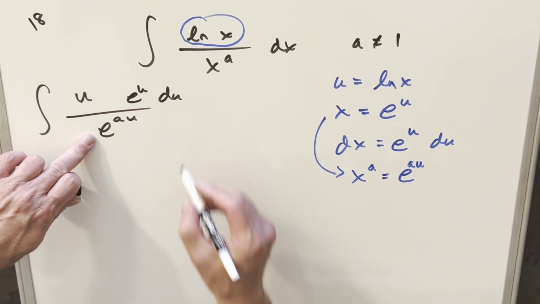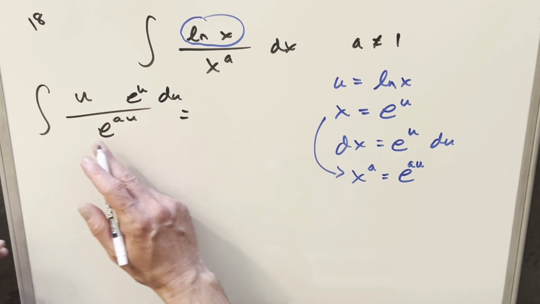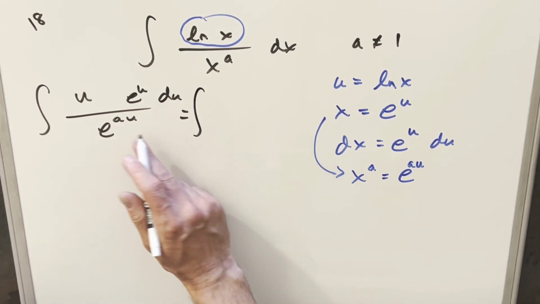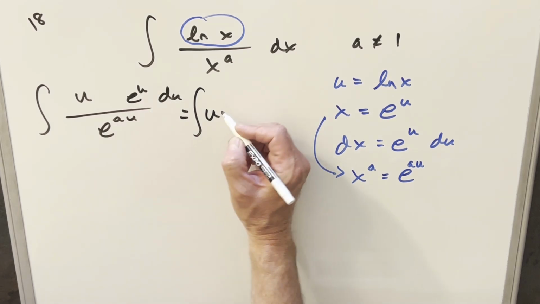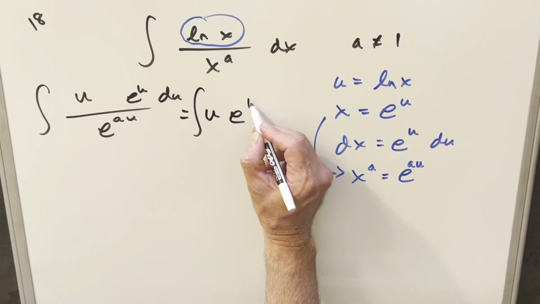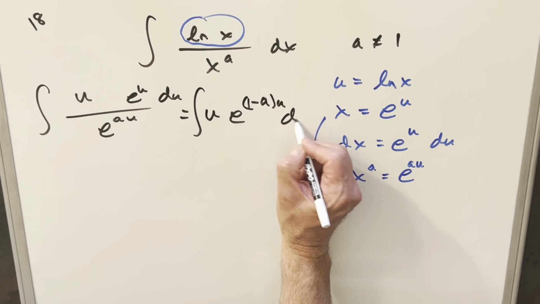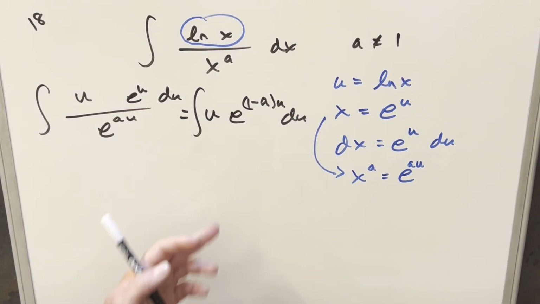But because we have the same base here, I can take this e and divide it into this one and rewrite. So what we'll have is e, and then we'll have this u in common. So I can write this as e to the 1 minus a times u du. But now what we have here, this doesn't look too bad. I think we can just use integration by parts on this.